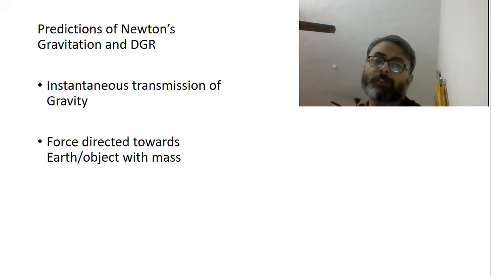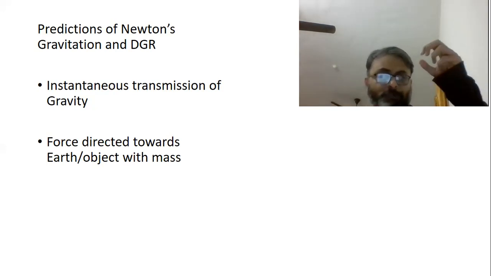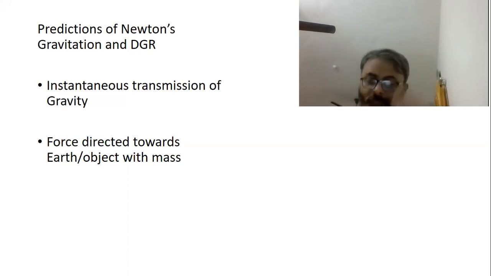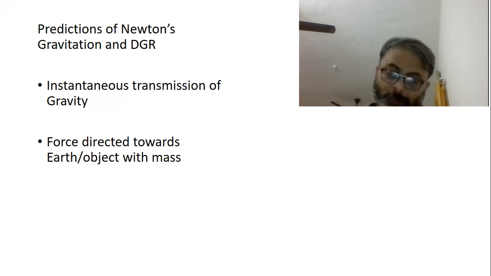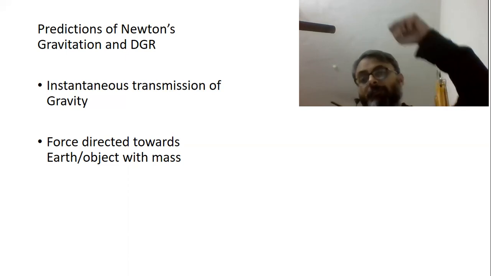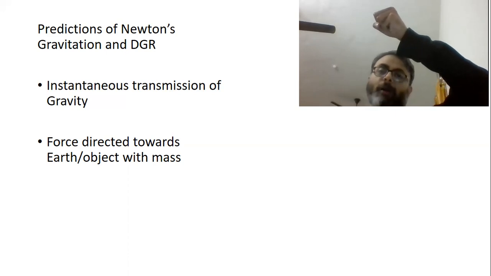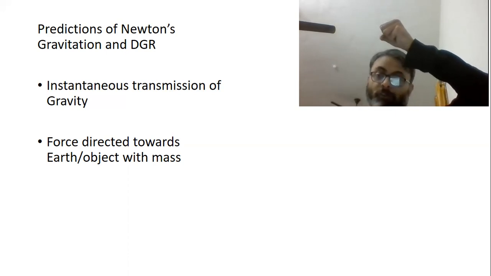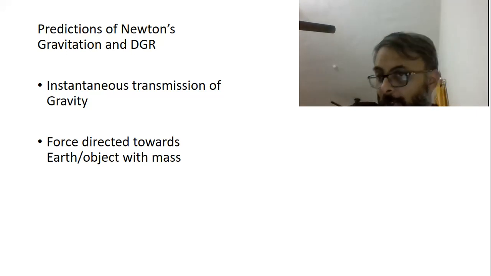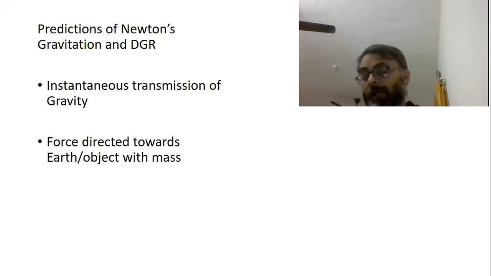Force directed towards the Earth or object. If there is an apple, there's a force directed downwards, pulling the apple down. That is the prediction of Newtonian gravity. Now this force is given by the Newtonian formula. DGR predicts exactly the same thing. There is something called a string of gravity. As you can see, the apple, and there is a zone right from the apple to the Earth. All over that zone, there is an active spatial contraction happening because of gravitational time dilation. Or actually, it's the other way around.